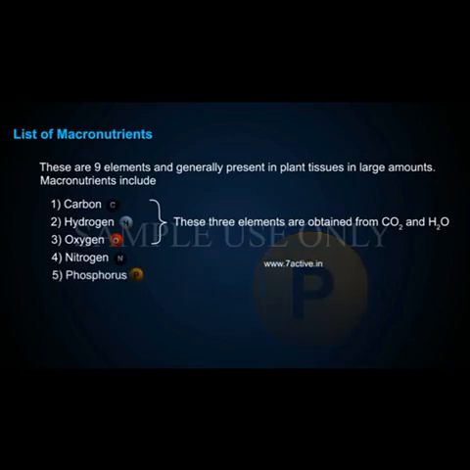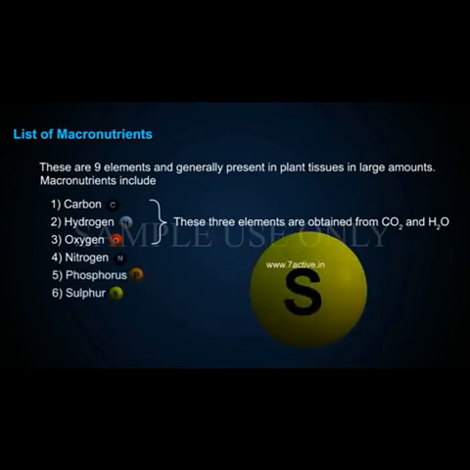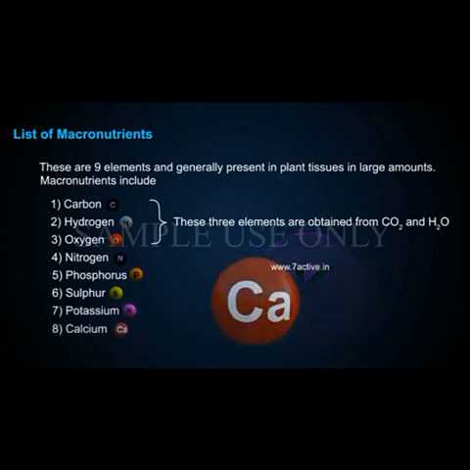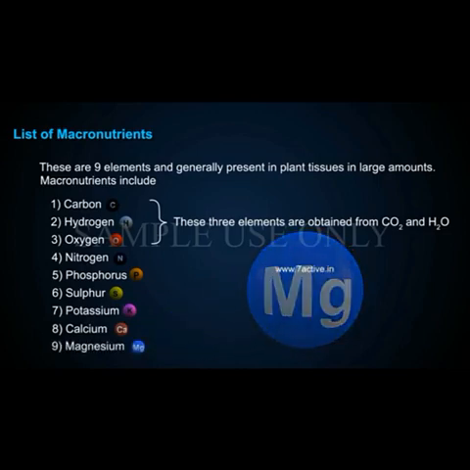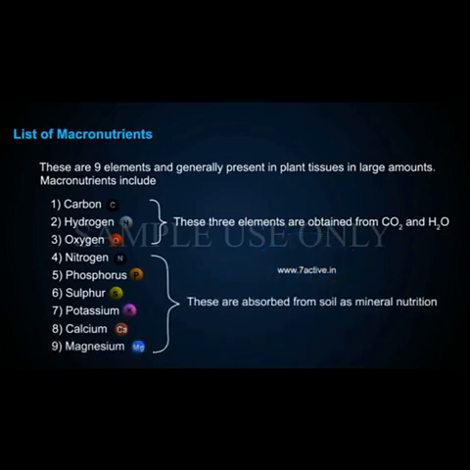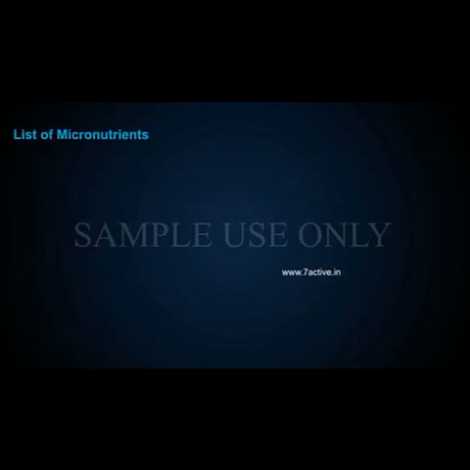Nitrogen, phosphorus, sulfur, potassium, calcium, magnesium. So these are absorbed from soil as mineral nutrients. So hydrogen, carbon and oxygen we get from carbon dioxide and water.